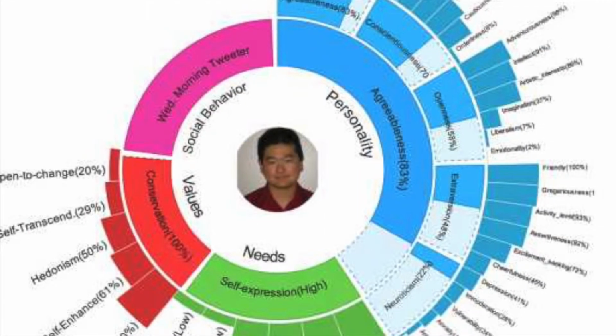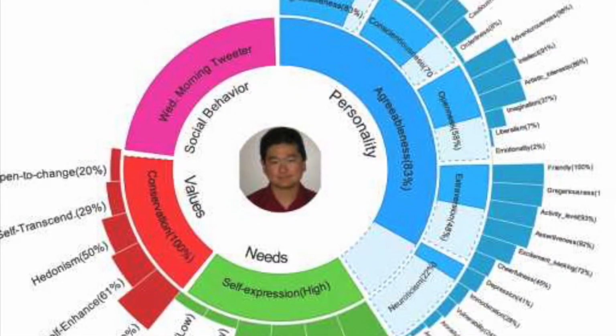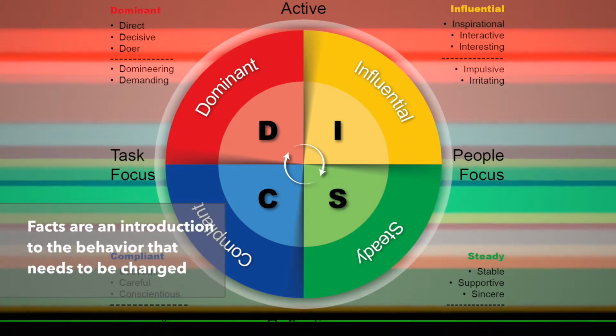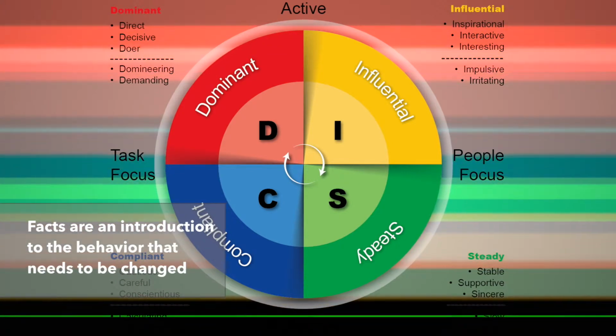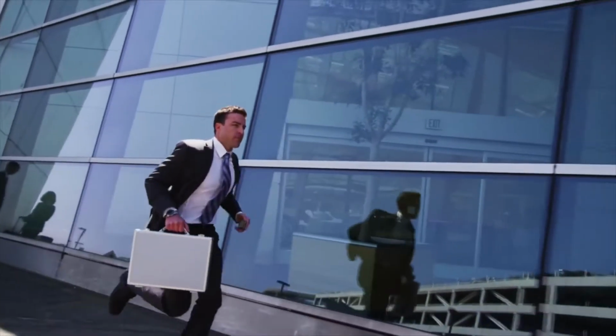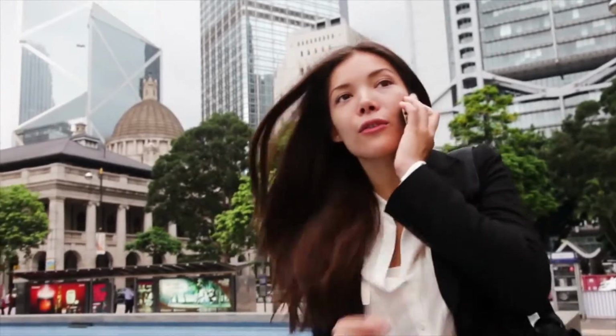In the FIRE process, at first you intervene by stating the facts. Facts are an introduction of the behavior that needs to be changed. For example, you have an employee who always comes late. You state the fact that they are not punctual, and that's an annoying behavior.